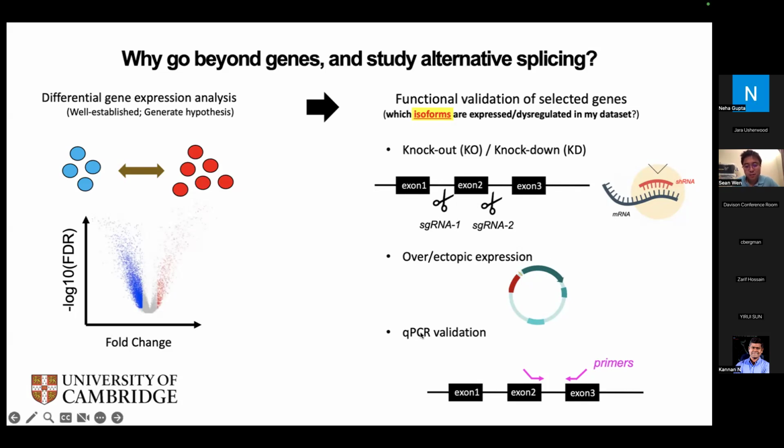And finally, for qPCR validation, just trying to understand which genes are up or down regulated. Ultimately, as I've mentioned, we're designing primers not so much for genes, but really for specific isoforms. And so for this reason, going one step beyond genes and understanding which isoforms are dysregulated in your dataset is important.